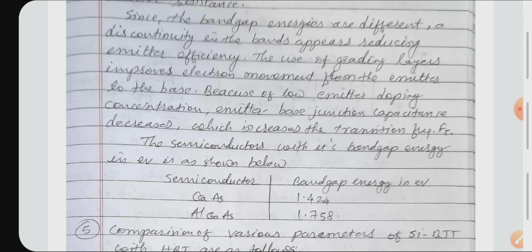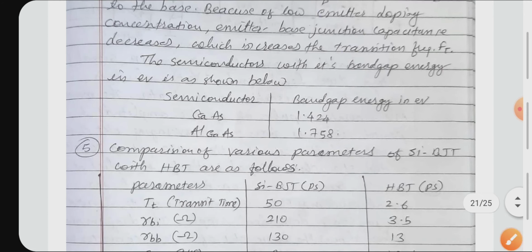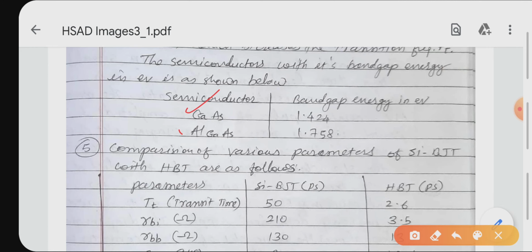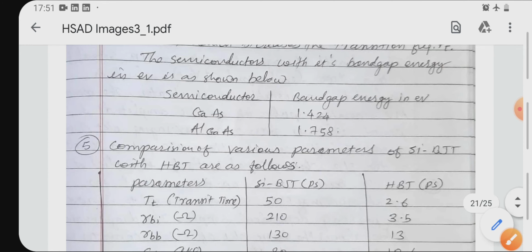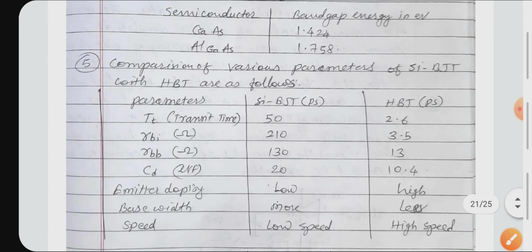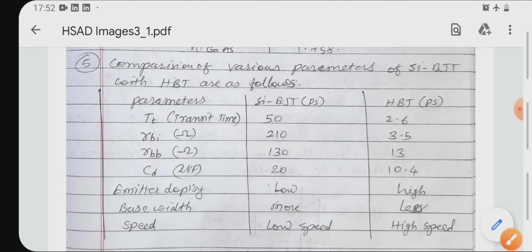The semiconductors with their different band gaps can be seen here, like gallium arsenide and aluminum gallium arsenide. The GaAs has band gap energy of 1.424 eV, and aluminum gallium arsenide has 1.758 eV. Okay, so if we compare the silicon based BJT with the HBT, various parameters can be compared like this.